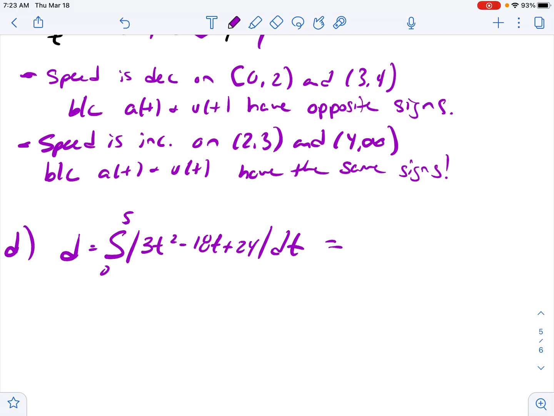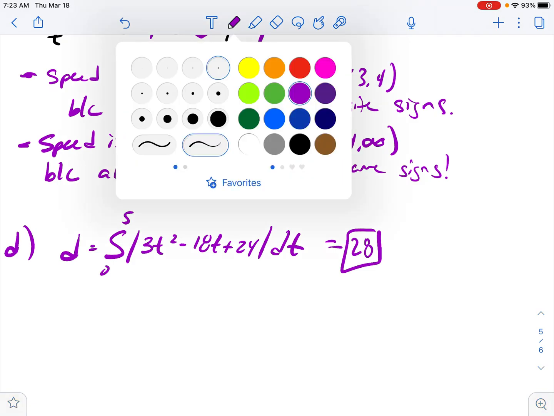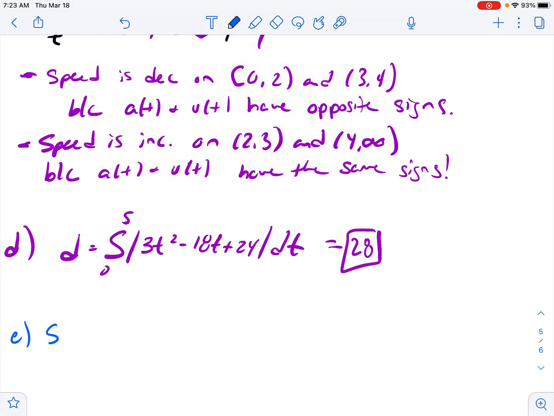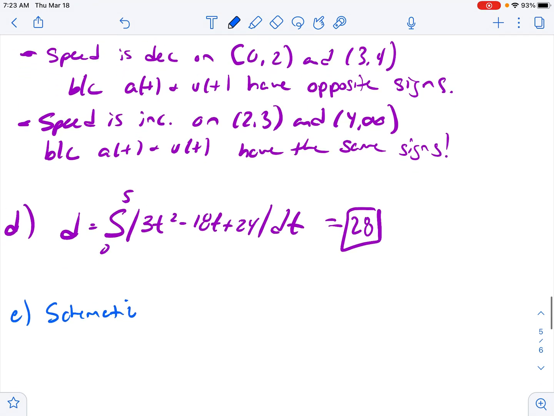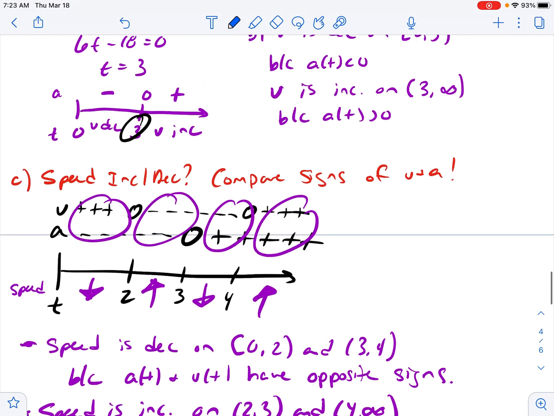And it sometimes takes a couple seconds for this to go through the calculator. So don't be surprised if it feels like you're waiting a moment. And I'm getting 27.9999, and we'll call that 28 to the nearest thousandth. Okay, so 28 units of travel over the first 5 seconds. And part E, again, draw the schematic.